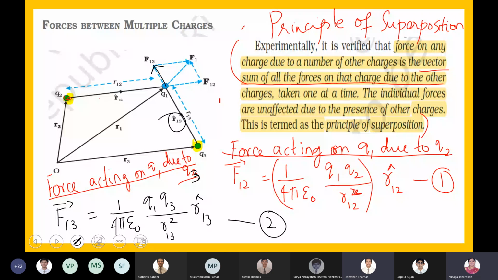Ma'am, in the diagram, wherever the letter is bold, it's a vector. Can you finish writing the arrow on that variable? Okay, complete.